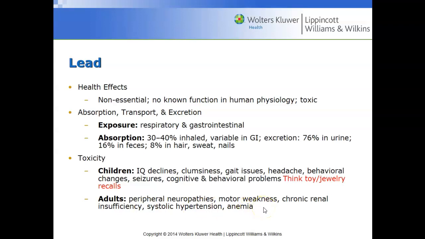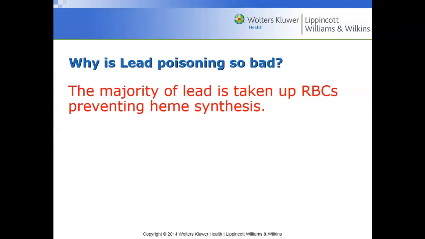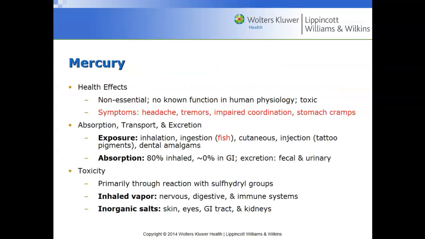Their motor skills will diminish. And why is lead poisoning so bad? This is really important. It's because the majority of lead that's ingested or inhaled is taken up by red blood cells, and that prevents heme synthesis. So that's why lead poisoning is so bad.